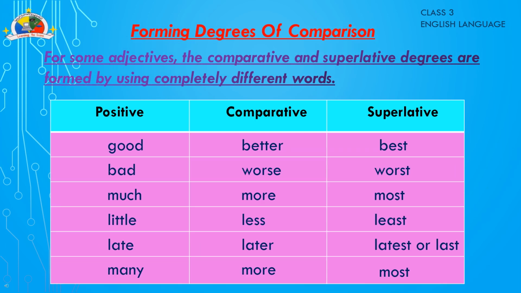For some adjectives, the comparative and superlative degrees are formed by using completely different words, such as good is the positive degree, better is the comparative degree of good, best is the superlative degree of good. So, bad, worse, worst, much, more, most, little, less, least, late, later, latest or last, many, more, most. So, we observed that these irregular adjectives form their comparative and superlative with completely different words.